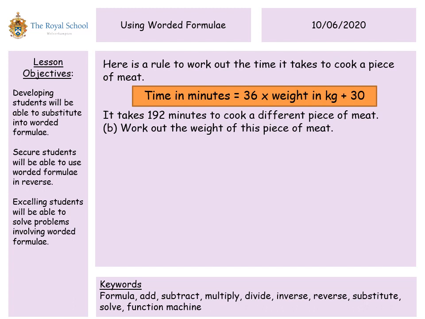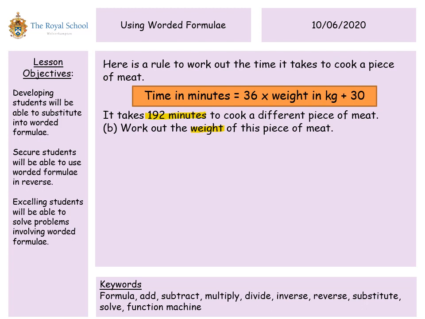So here's a more complicated version of this question, and this is now working in reverse. We've got the same formula here to work out the time to cook a piece of meat. Time in minutes equals 36 times the weight in kilograms plus 30. However, in this question, we're now told that it takes 192 minutes to cook a different piece of meat, and we now need to work out the weight.